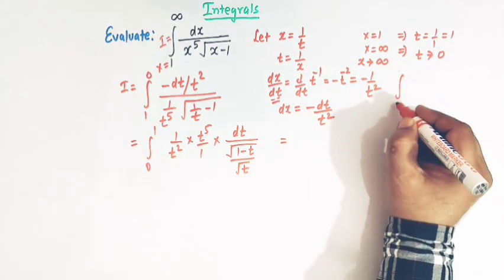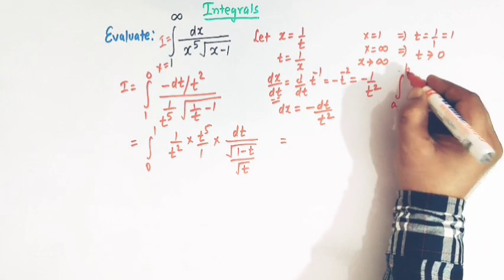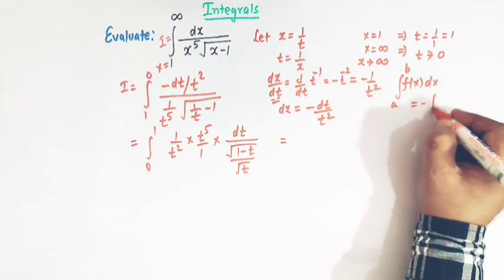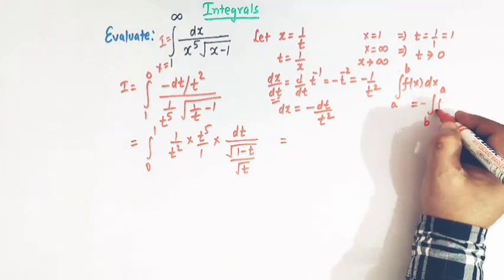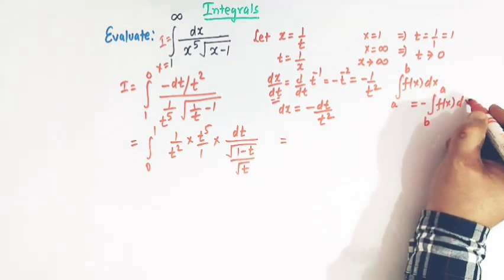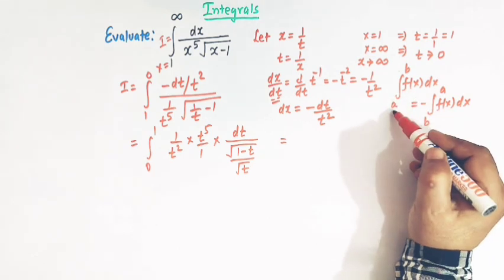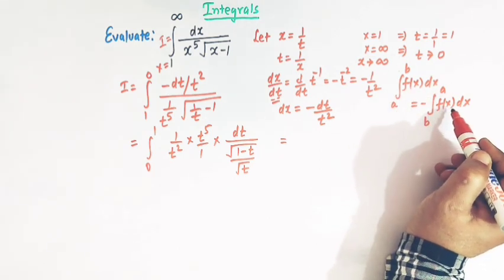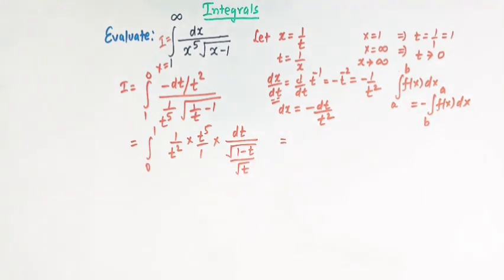Okay, so now here we have neutralized this negative sign by interchanging the limits, because we know this property of definite integrals, that the integral from a to b of f of x dx is equal to negative of the integral from b to a of f of x dx. So if we interchange the limits in definite integrals, then the integral takes a negative sign.